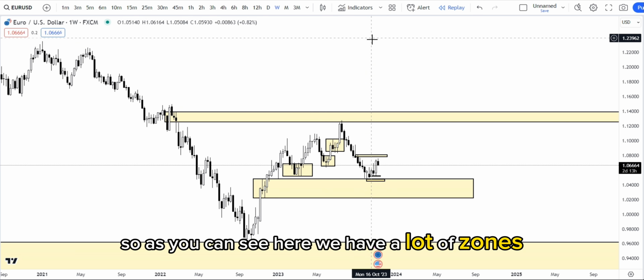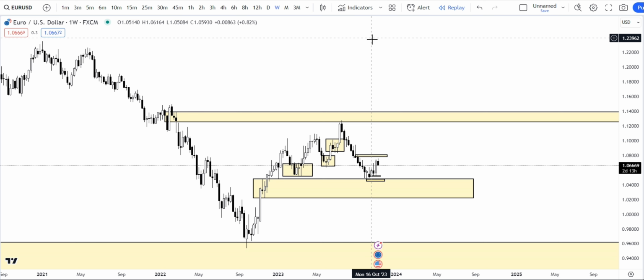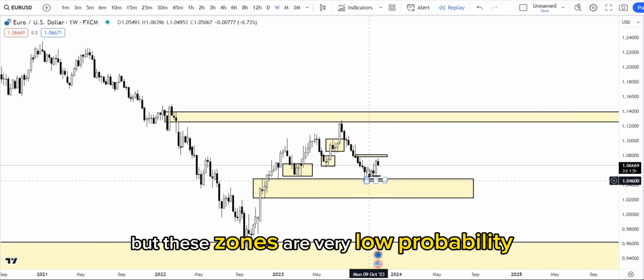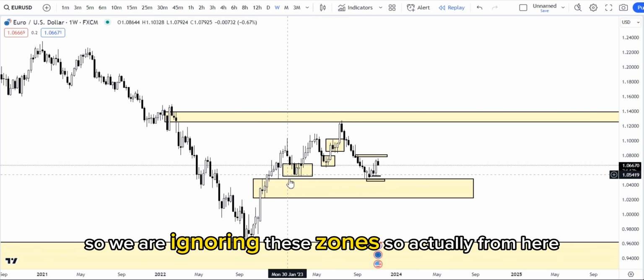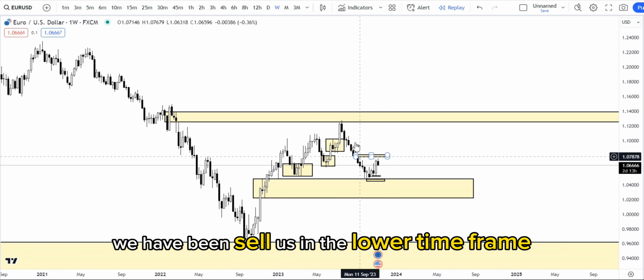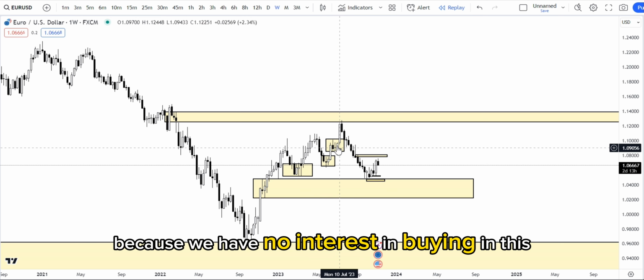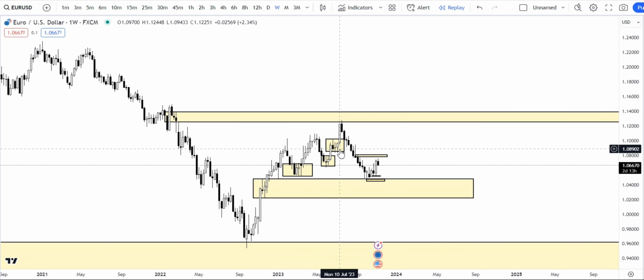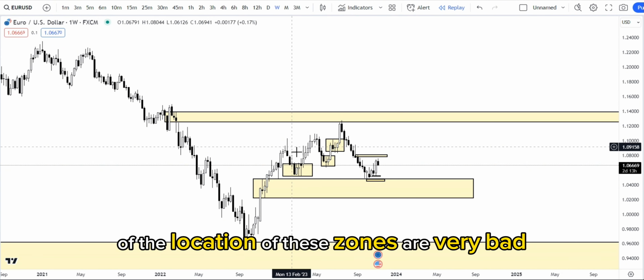As you can see, we have a lot of zones in the market, in the weekly and right here, but these zones are very low probability, so we are ignoring them. So actually from here in this trend, we have been sellers on the lower time frame, because we have no interest in buying in this demand zone on the weekly chart, because the location of these zones is very bad.